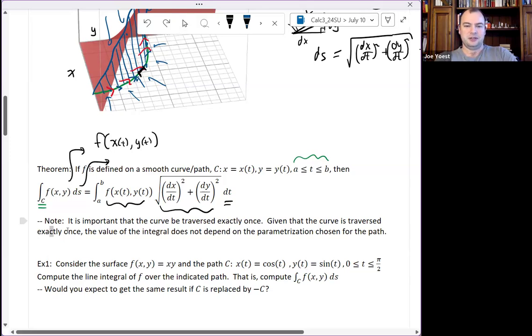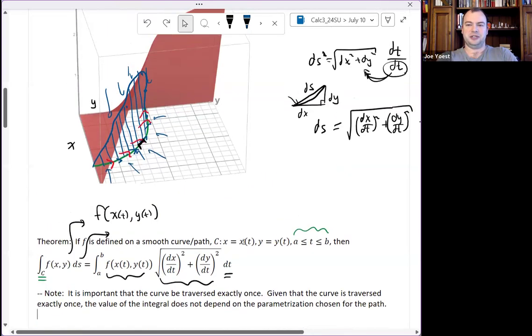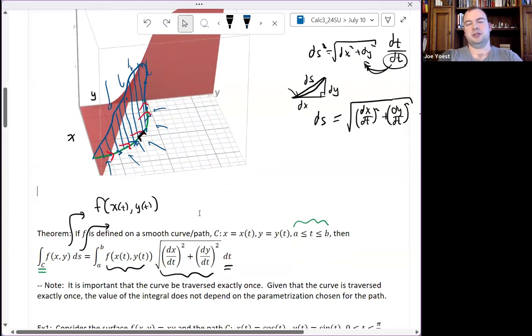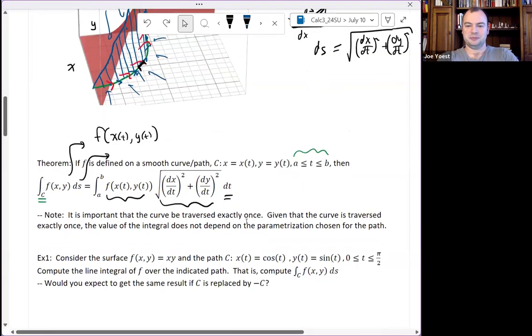But given that the curve is traversed exactly once, the value of the integral doesn't depend on the specific parameterization chosen for the path. So we know there are lots of different parameterizations that can be chosen, and it doesn't matter which one we choose, as long as we're going along the same path and, of course, in the same direction as well. That direction is implicitly part of what we mean when we say the same path or the same curve.